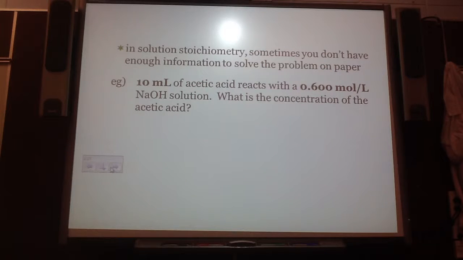So, for example, in solution stoic, sometimes you don't have enough information to solve the problem on paper, so you need to do an experiment. So, for example, say we have 10 milliliters of acetic acid, and it reacts with 0.6 mole per liter sodium hydroxide. What is the concentration of the acetic acid? Can you figure it out? No, you don't have enough information.